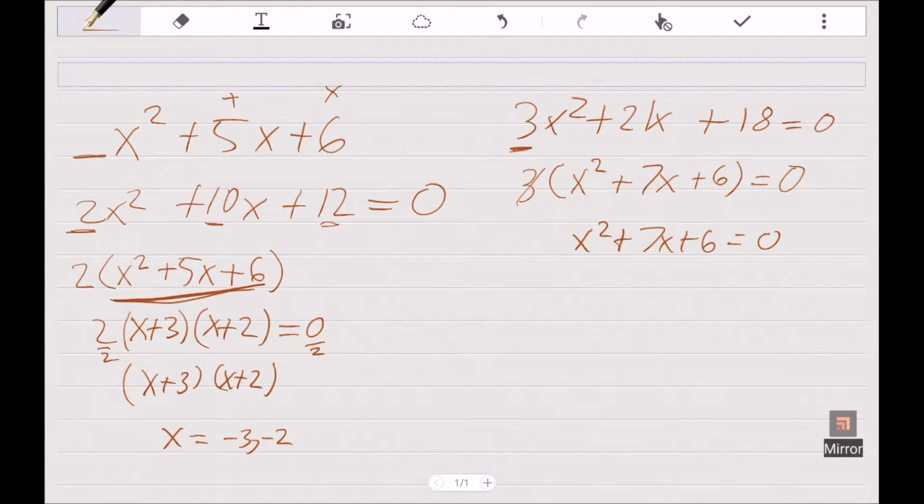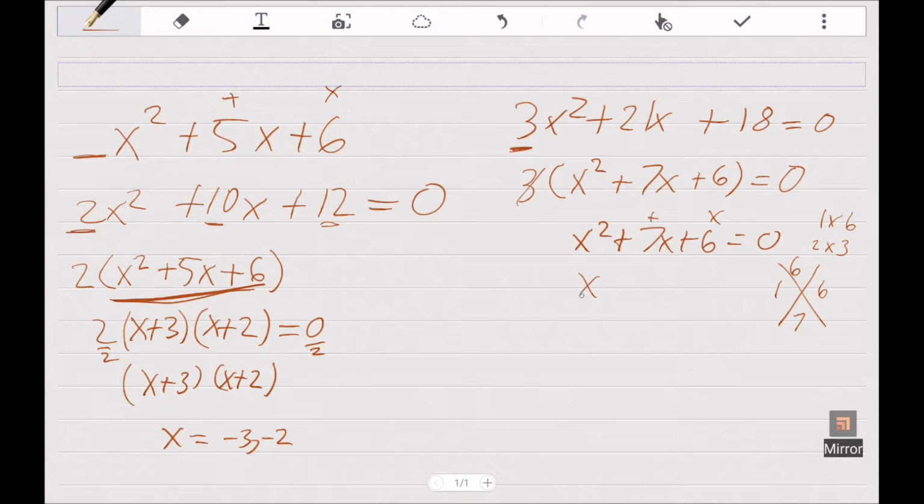Now, we're looking for what multiplies to 6 and adds to 7. So, make our big X, 6 and 7. What are my factors of 6? 1 times 6, and 2 times 3. 2 plus 3 is 5, so that doesn't help us. 1 plus 6 does help us, because that gives us 7. So we're going to use 1 and 6.